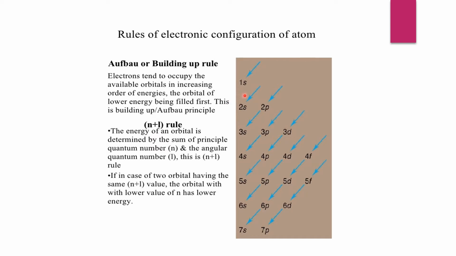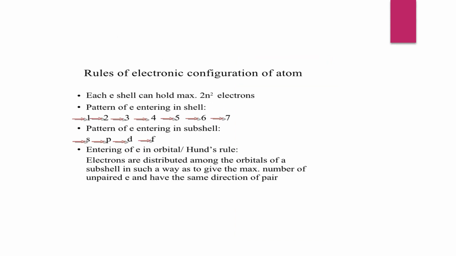Take the 1s orbital first. The n value of 1s is 1 and the L value of an s orbital is 0, so 1 plus 0 is equal to 1. Then the n plus L value of 2s is 2 plus 0, which is equal to 2. So among 1s and 2s, 1s has the lowest energy, so the electron will enter the 1s orbital. If the n plus L value is the same for both orbitals, then the electron enters the orbital whose n value is least. Let's see this in detail.